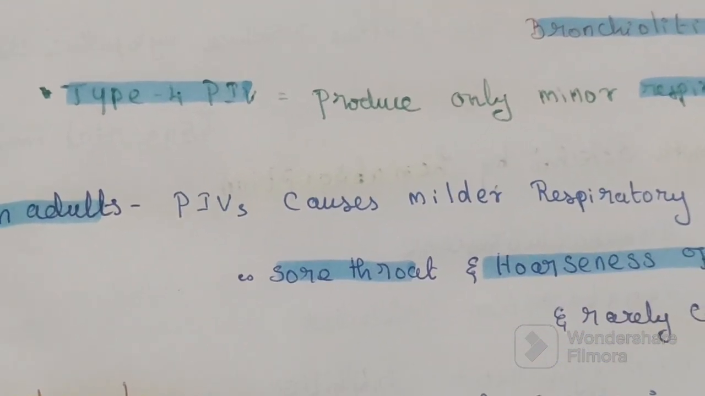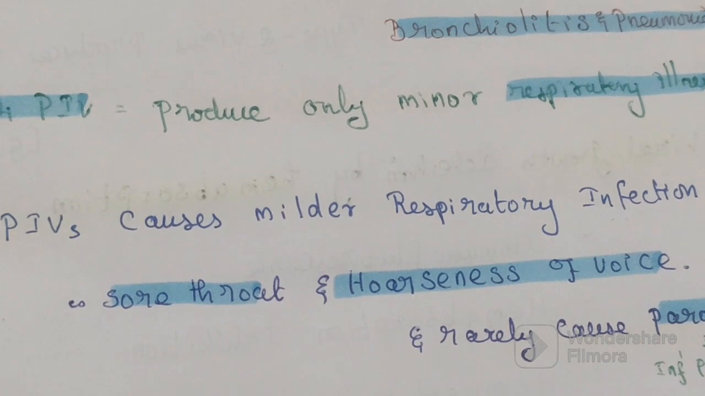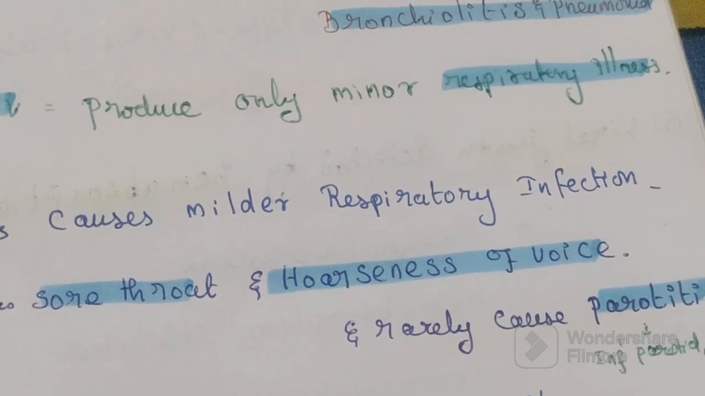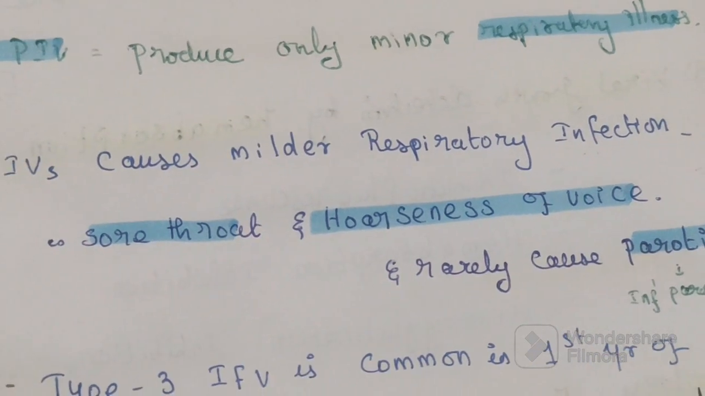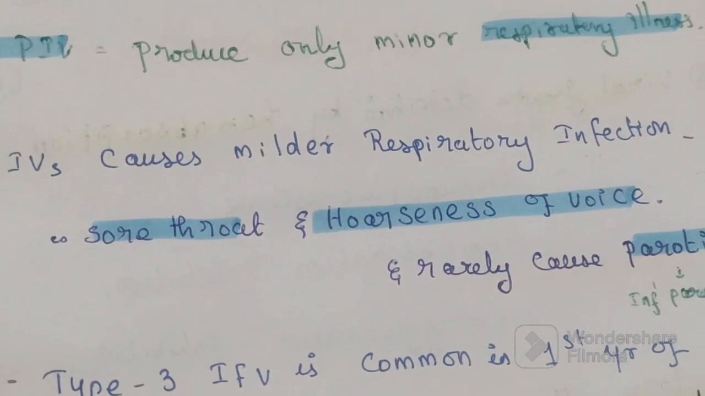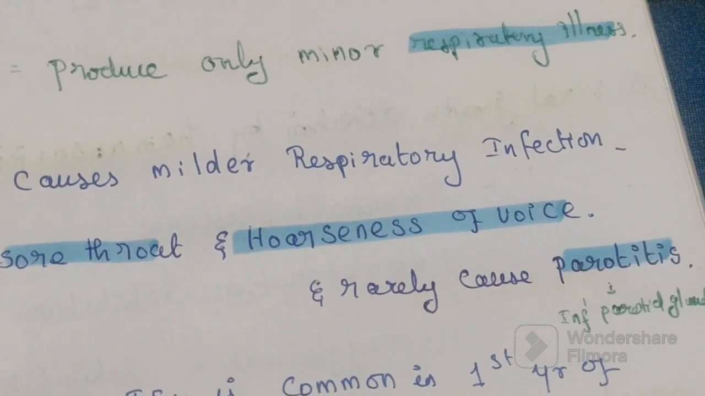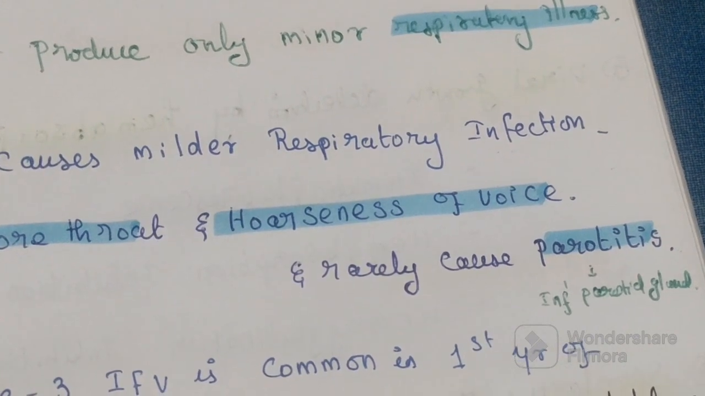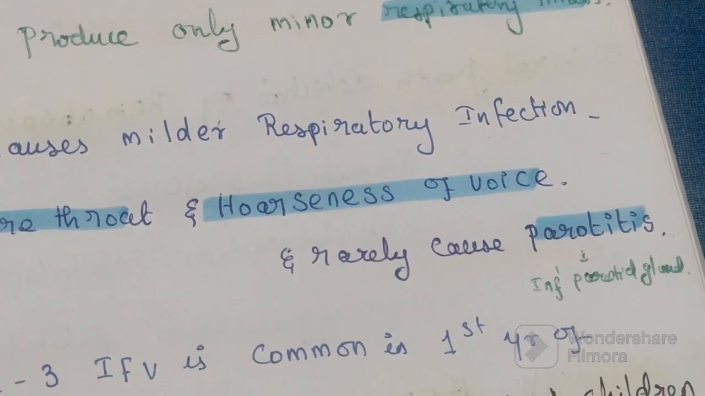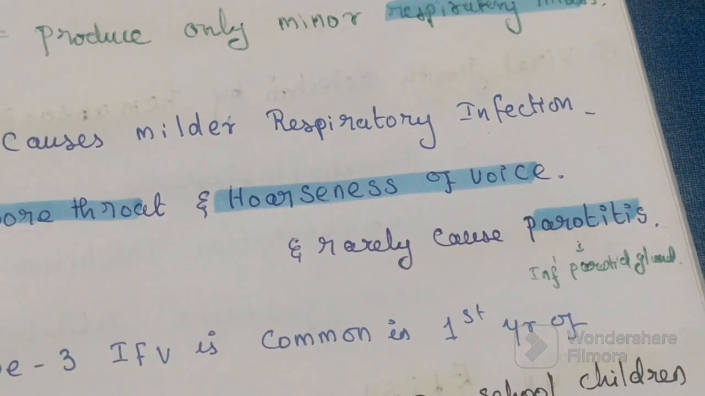In adults, parainfluenza virus causes milder respiratory infection, which most commonly includes sore throat and hoarseness of voice. Rarely they can cause parotitis, that means inflammation of the parotid gland.